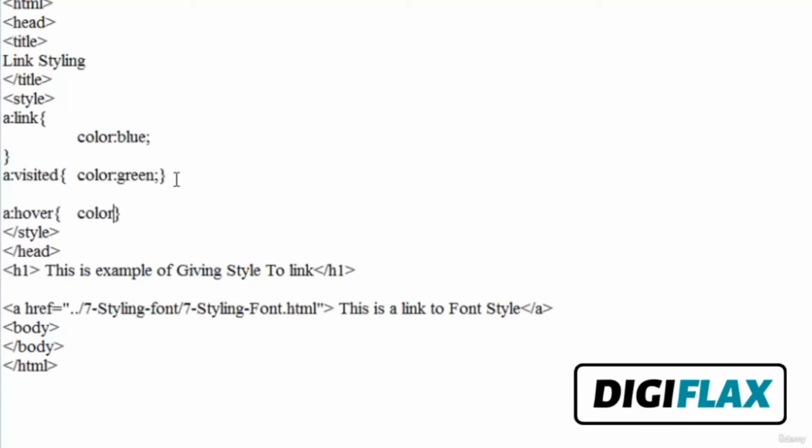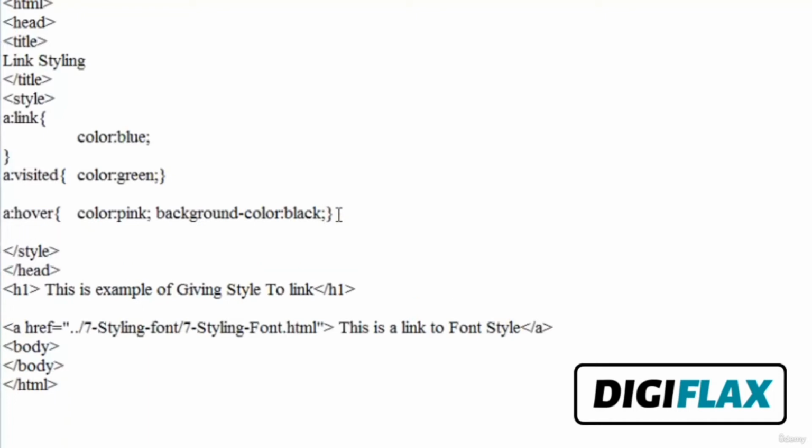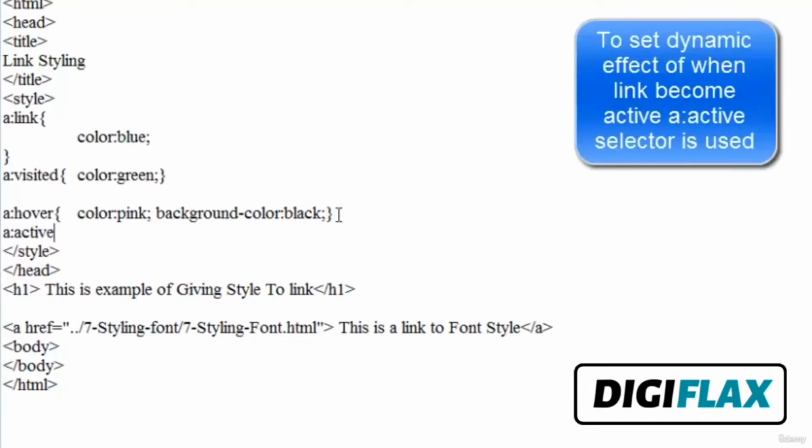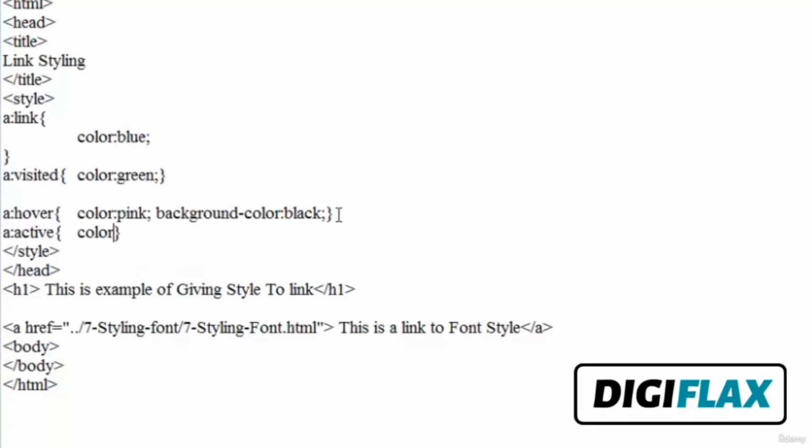I want to set color equal to pink, background color to black. So when we hover the mouse, it will be affected. And last is the active. When the link becomes active, this effect will be applied. So I want to set color equal to yellow.